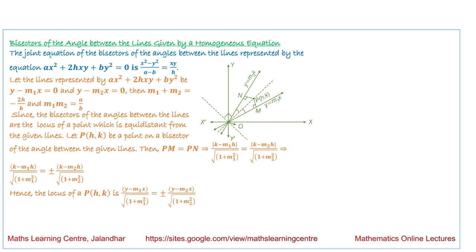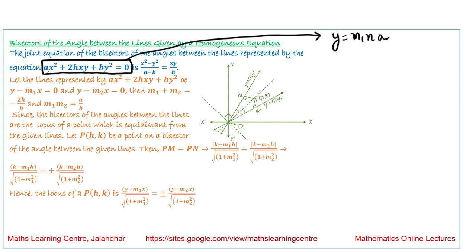Next we have the bisector of angles between the lines given by a homogeneous equation. So we are talking about the case of a homogeneous equation of degree 2, ax square plus 2hxy plus by square is equal to 0. This equation is given. We know that these are two lines which are passing through the origin. We suppose they are y is equal to m1x and y is equal to m2x. These are the two lines we are talking about, and this is the joint equation of these two lines. We are talking about the angle bisector of these two lines.